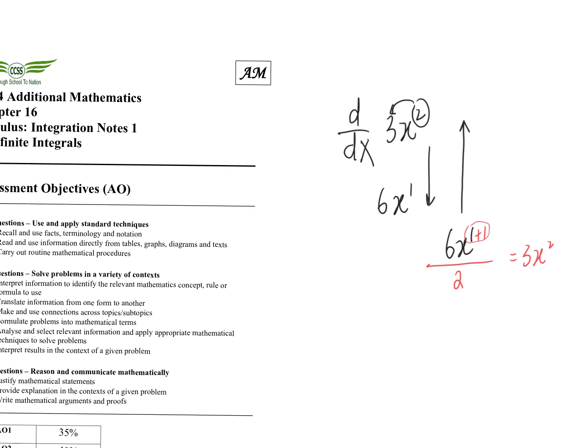Differentiation is you bring down the power to multiply, and then you subtract the power by 1. Integration is opposite. I add the power back by 1. Instead of multiply, I divide by the new power. After you add the power, you divide by the new power.